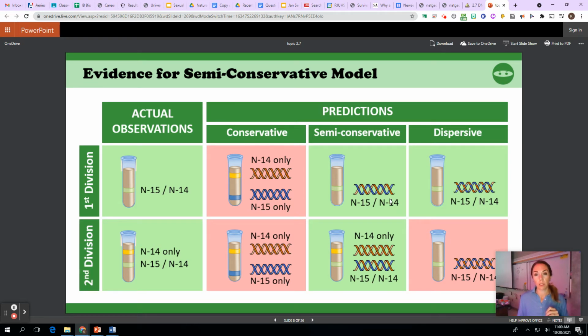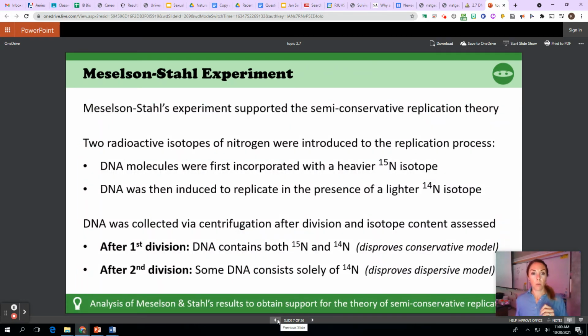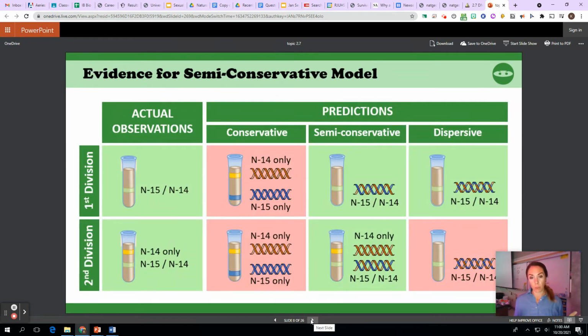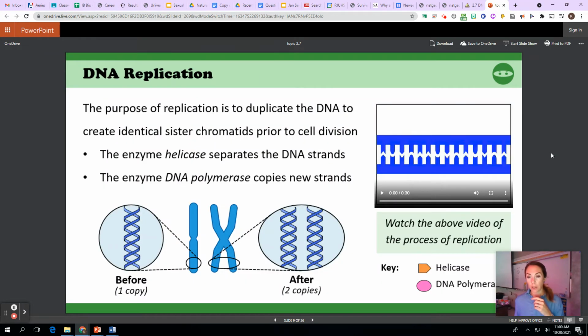So when we're looking at the semi-conservative model and this experiment, the Meselson-Stahl experiment, we'll look at actually acting it out. I'll have you do those replications so you can actually see how and why that would work. But the second division, right, is what disproved. So the first one disproved the conservative, but the second one disproved the dispersive. Okay. All right. So here's how it actually replicates, right?